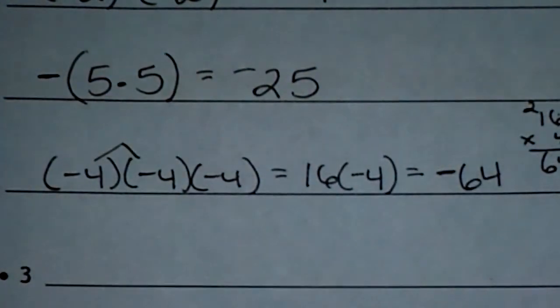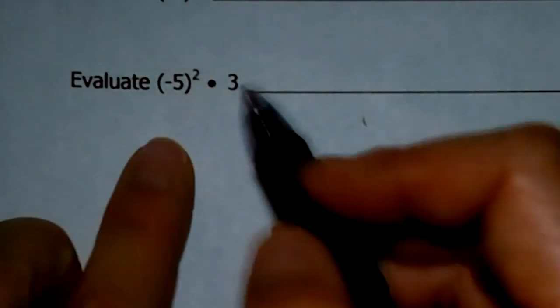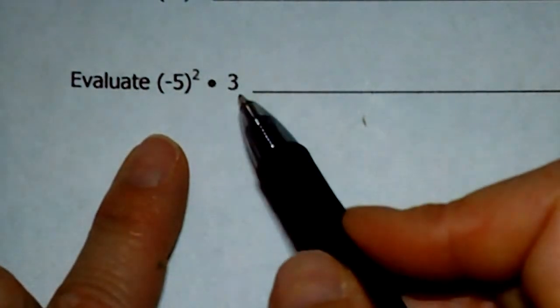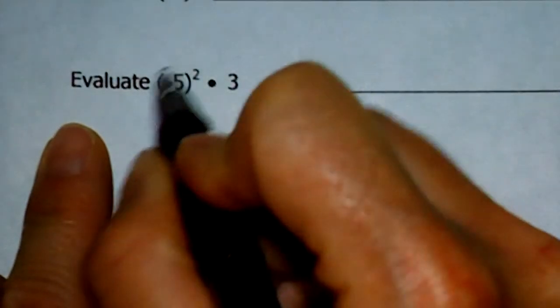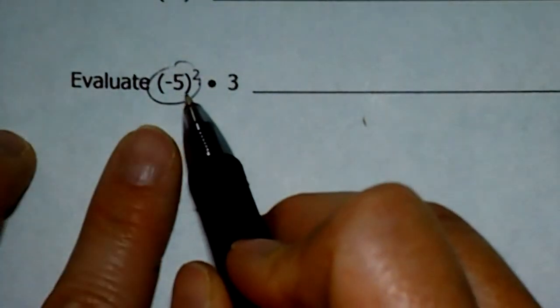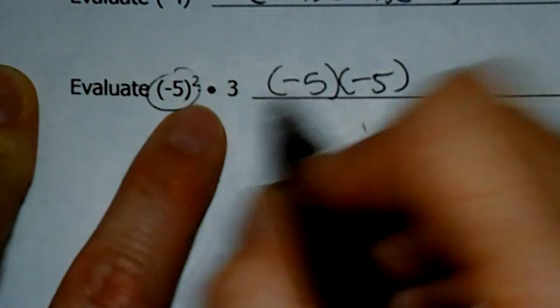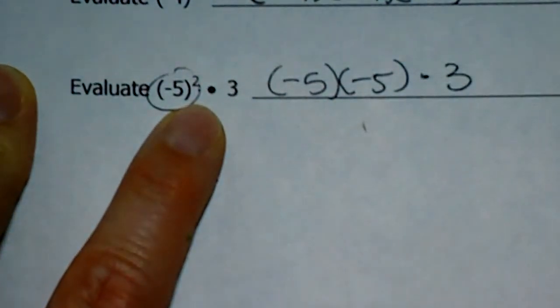All right, and the last one, this isn't just exponents in there. There's a little bit more to it. Hopefully you're remembering with order of operations that you have to do exponents before you can do any multiplication. So we do need to fix this part up first before I can multiply by that 3. This is the quantity of negative 5 squared. That means I have the number negative 5 twice. Those parentheses keep the negative with it. And then I want to multiply that by 3.